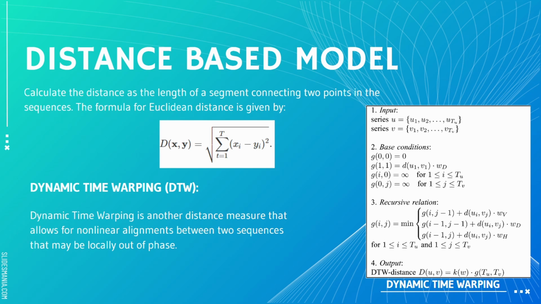And the next model is a distance-based model, which relies on calculating explicit distance between two sequences and using a similarity metric to assess their similarity. One method is the Euclidean distance, which is defined as the length of the segment between 2 points xi and yi, and this is the formula which calculates the Euclidean distance.